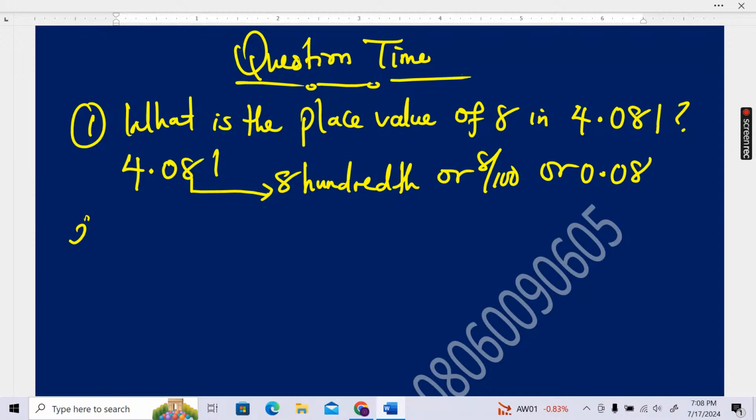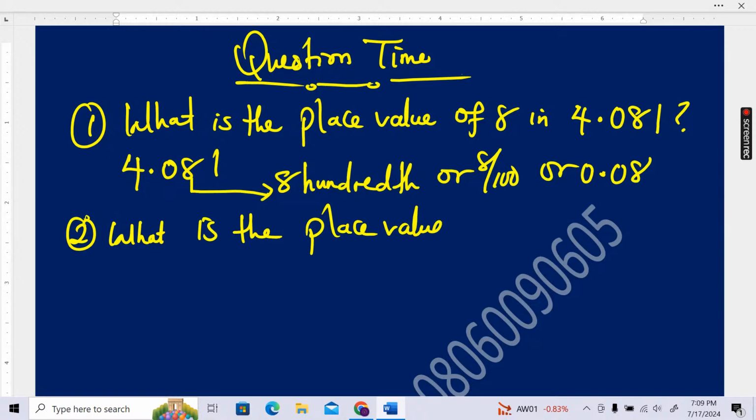Now look at the next one. What is the place value of 7 in 0.709? Please type your answer in the comment section now. What is the place value of 7 in 0.709?